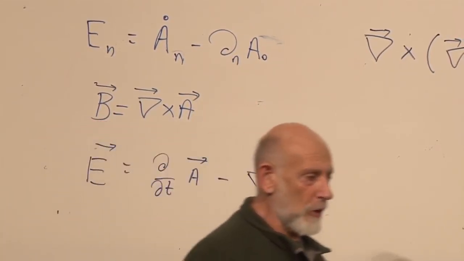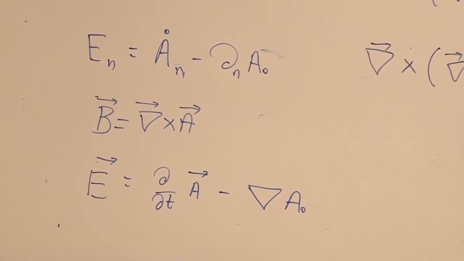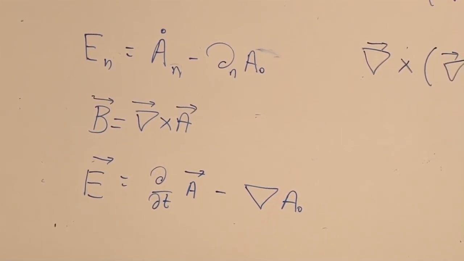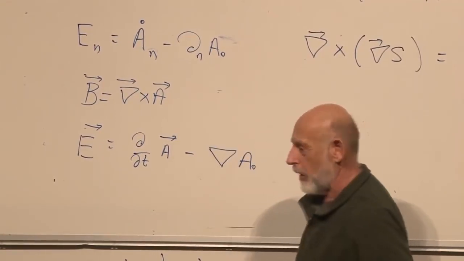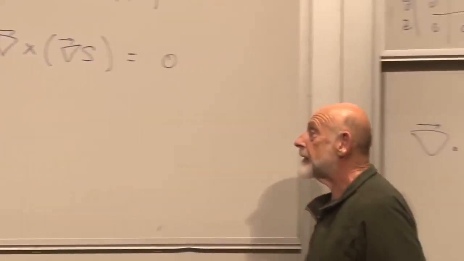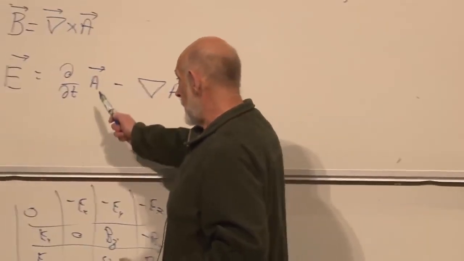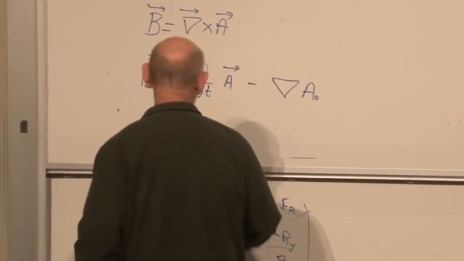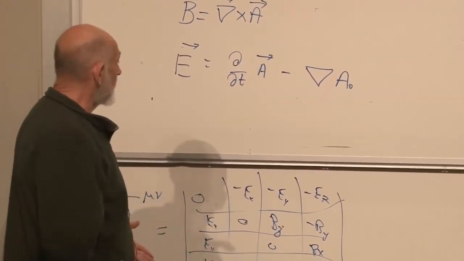From the three-dimensional point of view, just space, the time component of A can be thought of as a scalar. It's not a scalar from the point of view of four-dimensional vector spaces, but it is a scalar from the point of view of three dimensions. The vector whose components are derivatives of A naught can just be thought of as the gradient of A naught. So we have the electric field, two terms in it. One is the time derivative of the space component of the vector potential, and the other is the gradient of the time component.